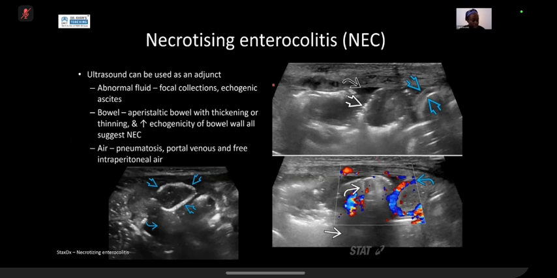We can also look for free intraperitoneal air, so I like to look along the liver capsule to see if I can see any echogenic foci, which is in keeping with free air. We can also look for focal collections or echogenic ascites, so free fluid which looks dirty with multiple echoes, which suggests that there might be a perforation. So ultrasound can be used to further assess, but it's really done to look at a child who's already on treatment to see if things are progressing rather than to make the initial diagnosis.